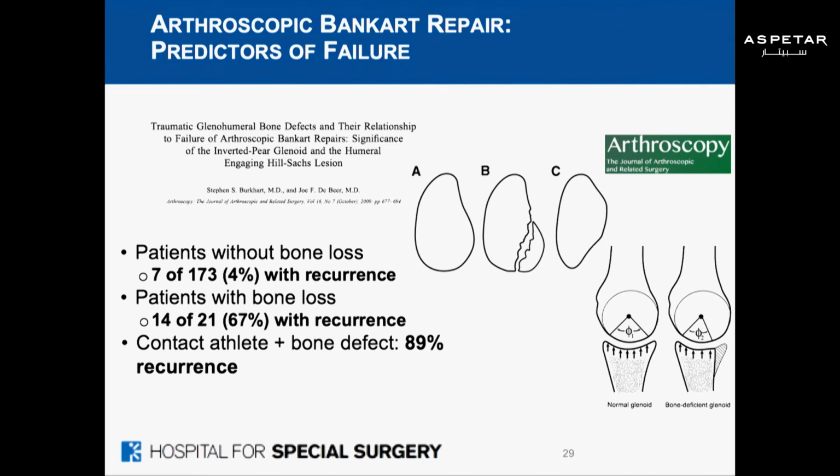So this study really made us think about how we're treating these, and it really popularized the Latarjet procedure in America, where heretofore it had really only been done in Europe and outside of the United States. Now we realize that we better put this back in our armamentarium because what we're doing is not working well.